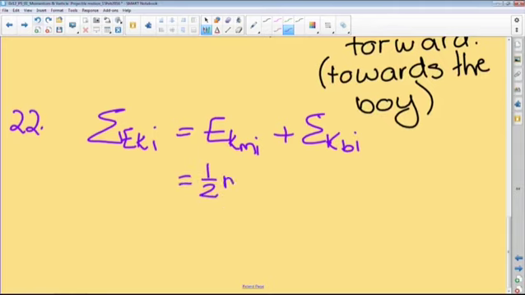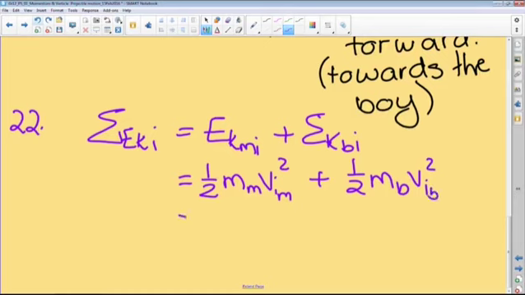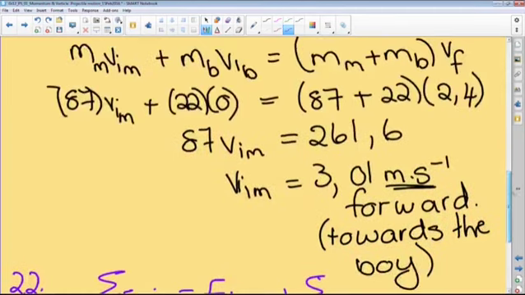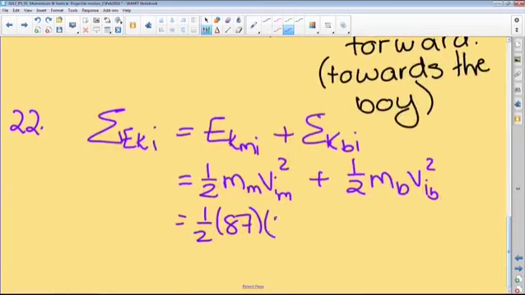Everyone has them. All right, so initial velocity of the man squared, plus we're going to look at the boy with the boy's initial velocity squared. Now, I would need to use the answer I just found, so that's 87, and we said that the man was going at 3,01.